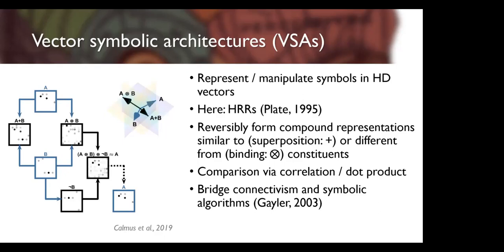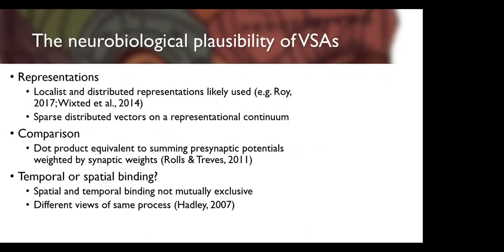By supporting combinatorial operations on vectors, VSAs can, as I'm sure you all know, act as a really important bridge between connectionist architectures, for example artificial neural networks or the brain itself, and algorithms defined at the symbolic level. Let's just focus on a small cross-section of the evidence on the neurobiological plausibility of VSAs.